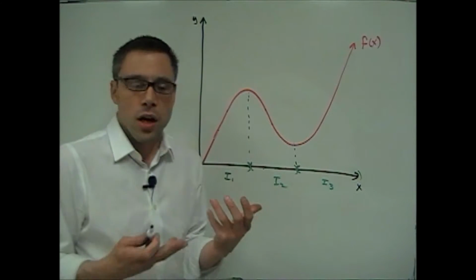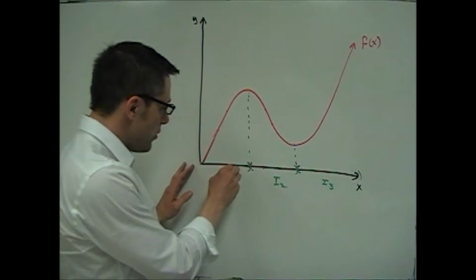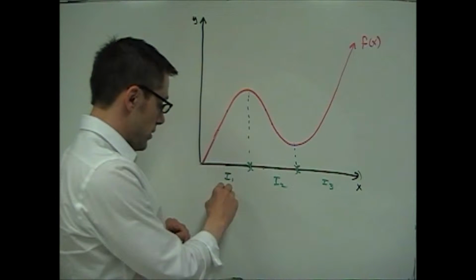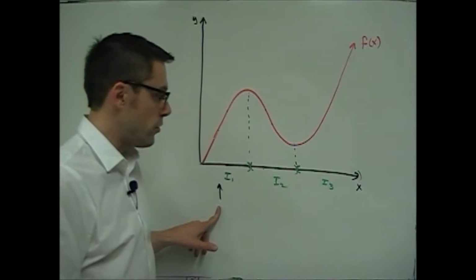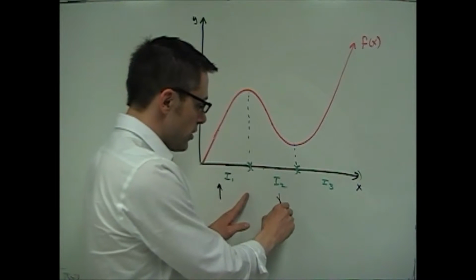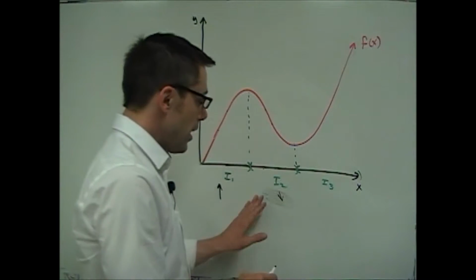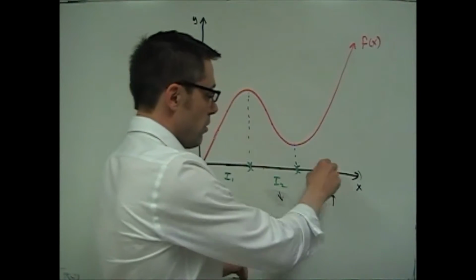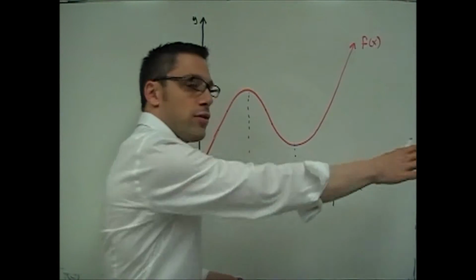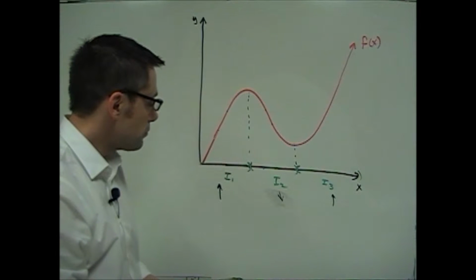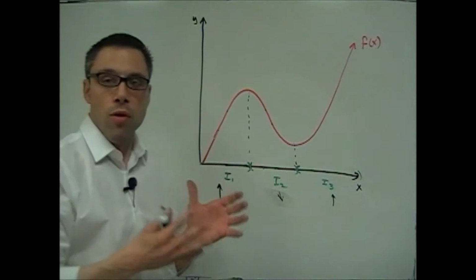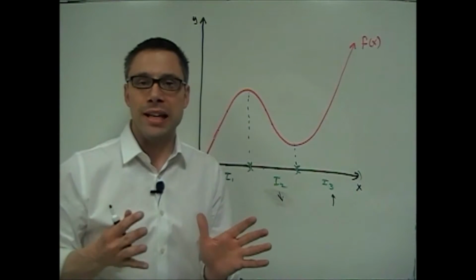We already can agree that over every point in this interval I1, the function's increasing. So it's going up. I'll draw a little arrow for increasing. Clearly, the function's decreasing on interval I2. So I'll draw a little arrow going down. And again, the function's increasing on interval I3, which goes out to infinity. Okay? So since we know that, let's just think about what we know about calculus.